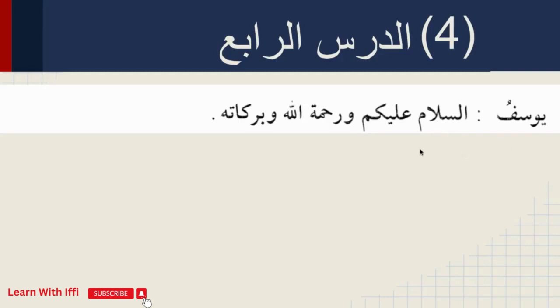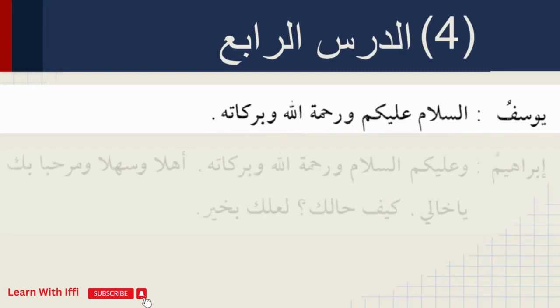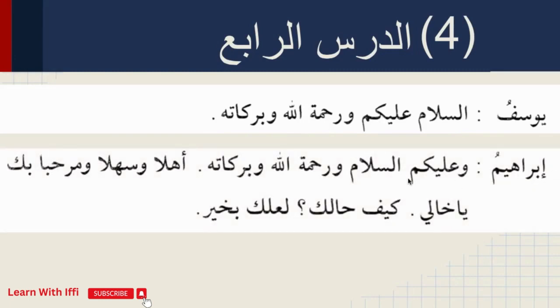So Yusuf is telling Ibrahim, Assalamu alaikum wa rahmatullahi wa barakatuhu. Ibrahim replies back, Wa alaikum assalam wa rahmatullahi wa barakatuhu. Ahlan wa sahlan wa marhaban. We're going to do this later on. But Ahlan wa sahlan wa marhaban bika means I welcome you, basically. Ya khali. So look here. Ya khali. What do we have here? Ya is harf nida and khali is a munada. That means khalu.